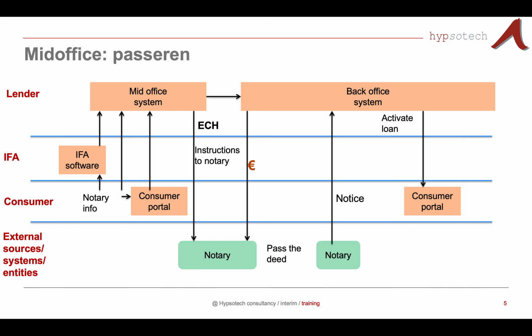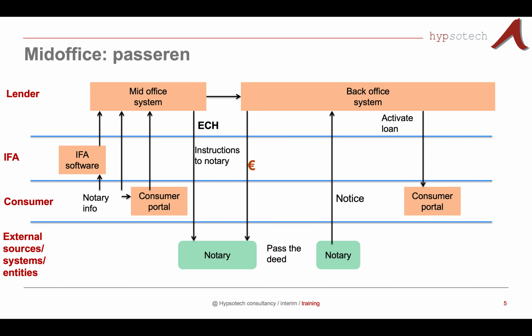We know at what date the house will be sold. Selling a house in the Netherlands is always done at the notary. So the notary needs information, and the lender needs information. Okay, who is the notary and when is the date? And then the lender sends all kinds of instructions to the notary. He will prepare the deeds, he will receive the money for buying the house, and the notary will pass the deed.